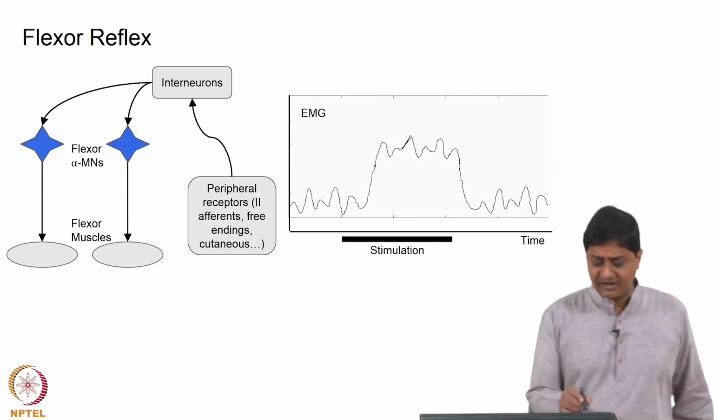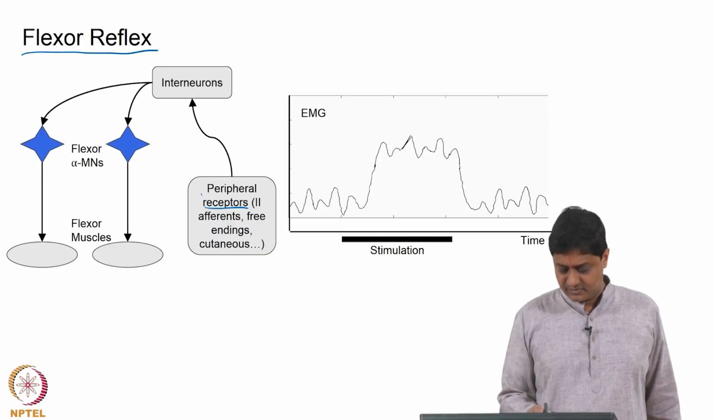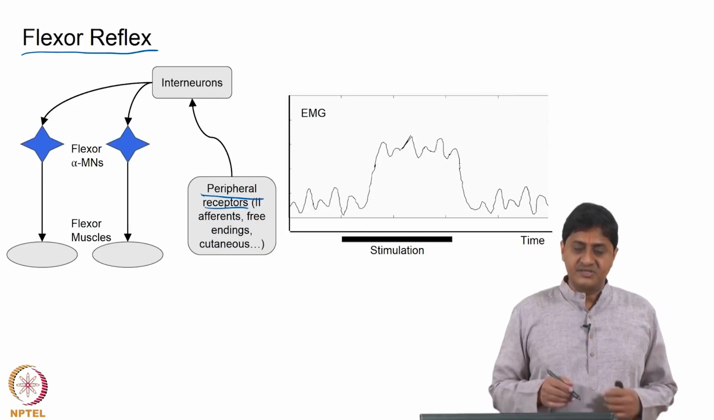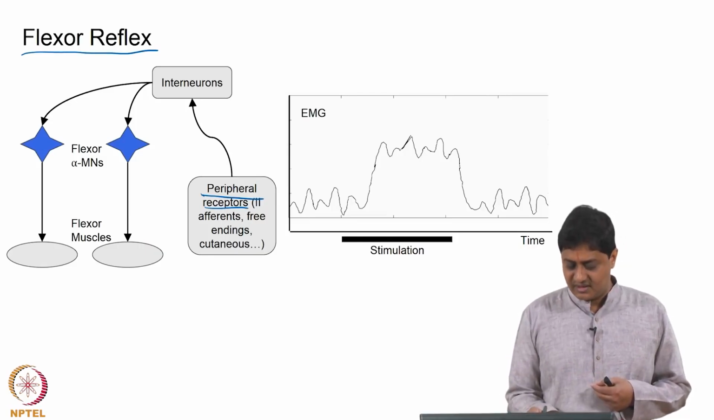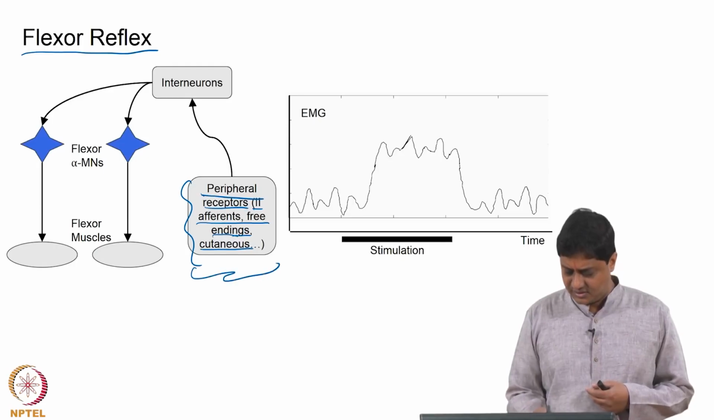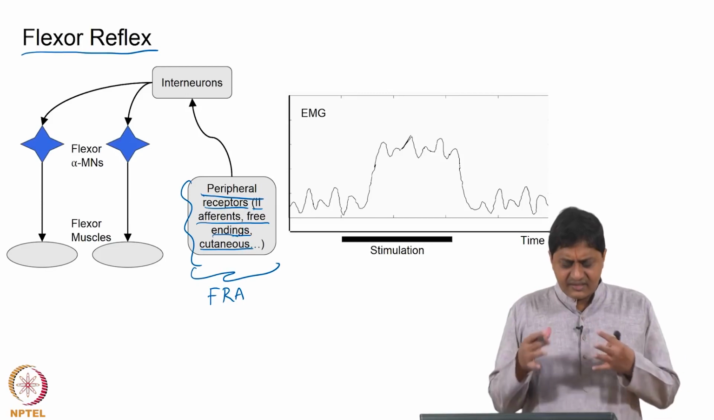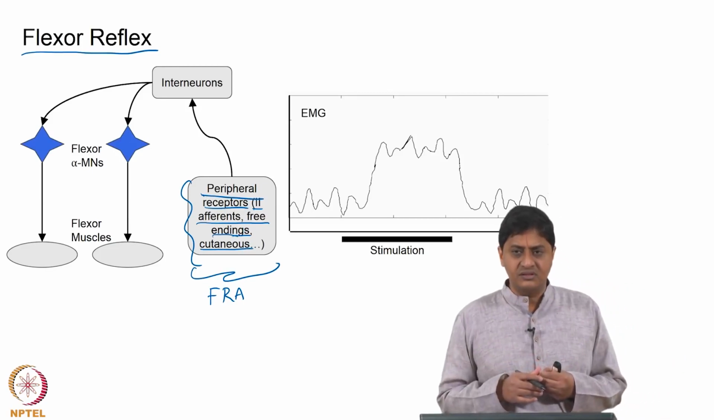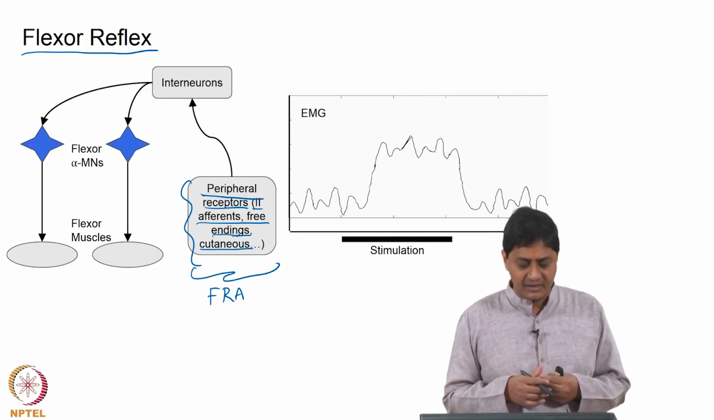Another case of a polysynaptic reflex is the flexor reflex. So suppose several receptors are there. These receptors sense a danger to the limbs, right. So these are afferents, free nerve endings, cutaneous afferents. Together, I am going to call all these things flexor reflex afferents, FRA. They all send information about potentially dangerous stimuli to the spinal cord.